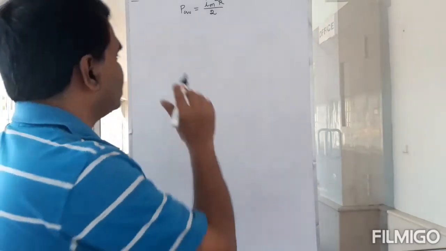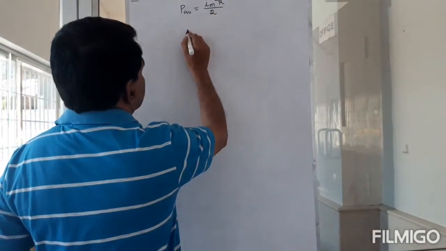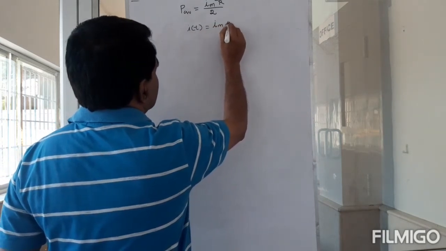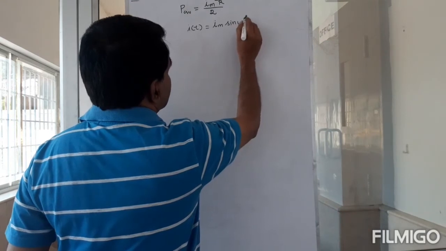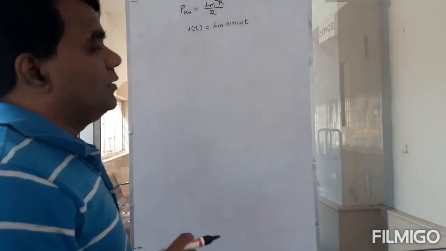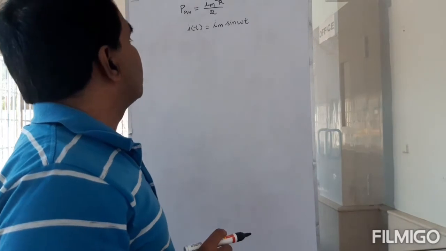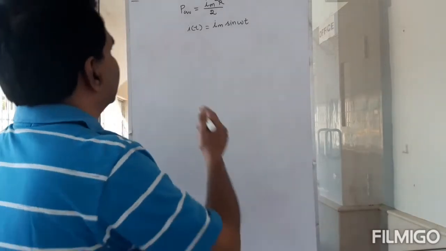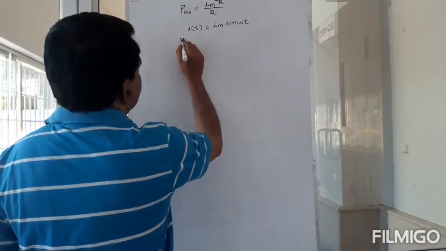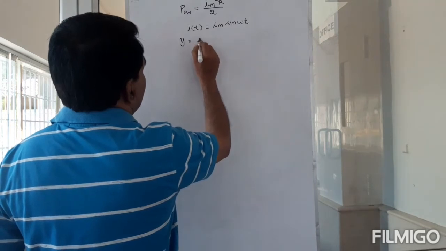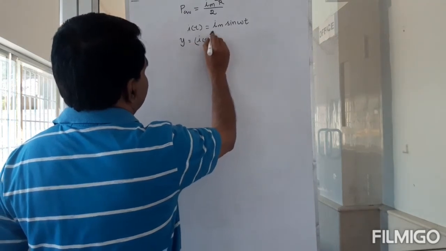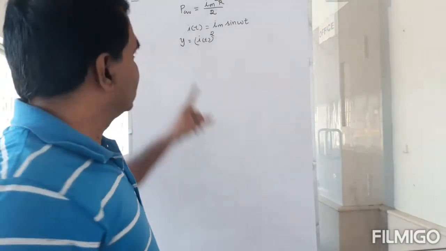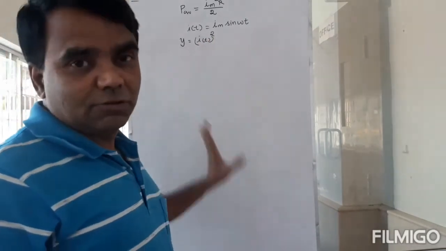Let me do this. What is I of t? I of t is Im sine omega t. Now, I am going to introduce some quantity y. This y is equal to I of t squared. I'll tell you why I am doing it, but right now, this y is equal to I of t whole square.